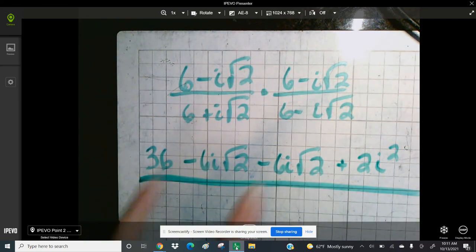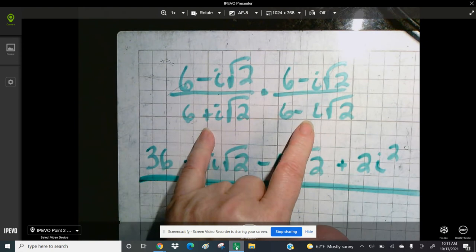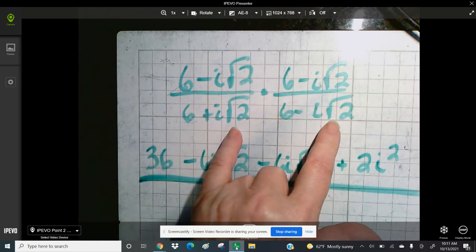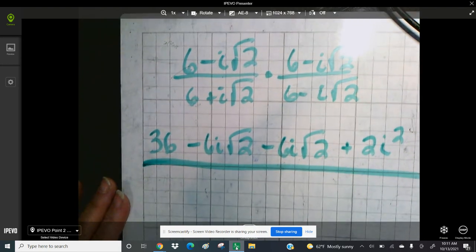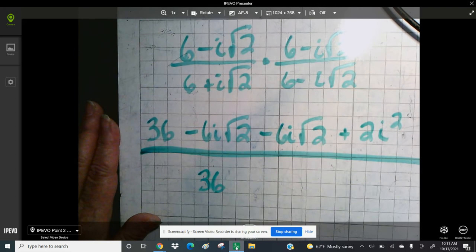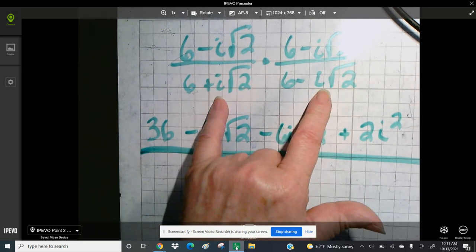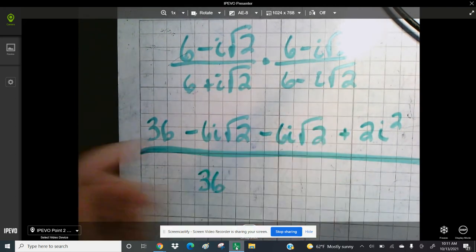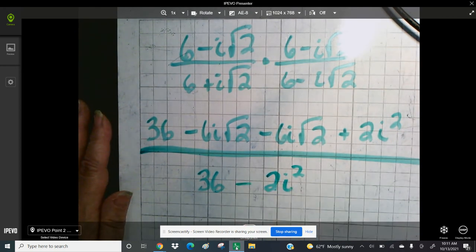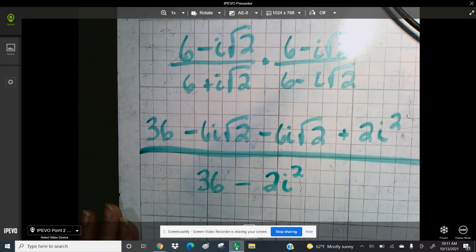In my denominator, I know these are complex conjugates, so all I really have to do is square the first term, square the second term, and put a subtraction sign in between. So if I square the first term, I'm going to get 36. If I square this second term, I'm going to get simply 2i squared, and I'm going to put a subtraction sign in between. Now that I've done all of that, now let's start simplifying.